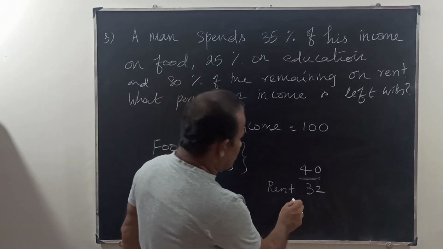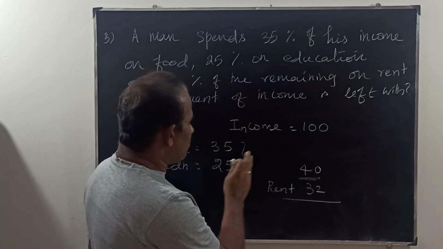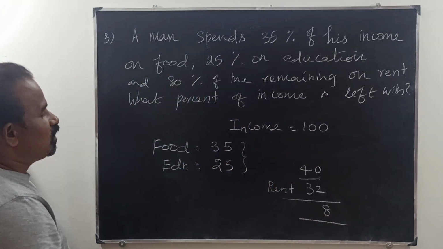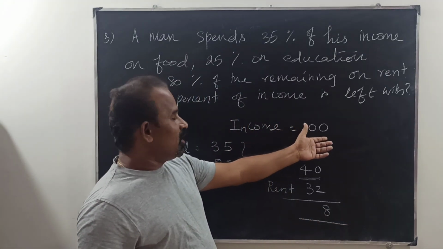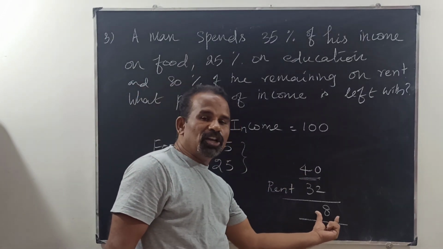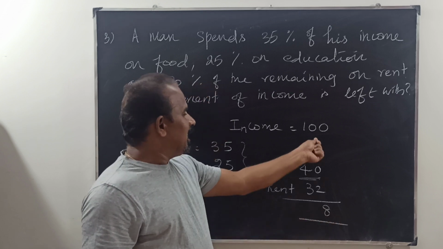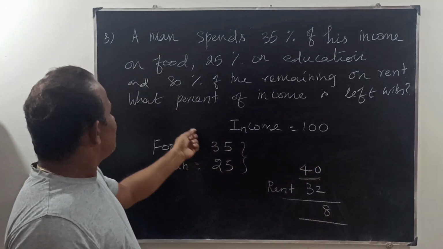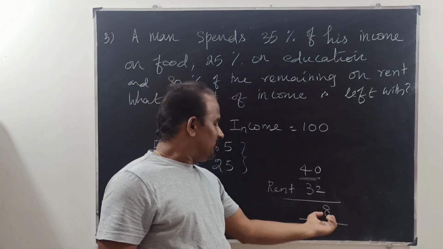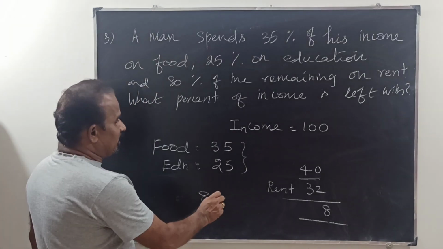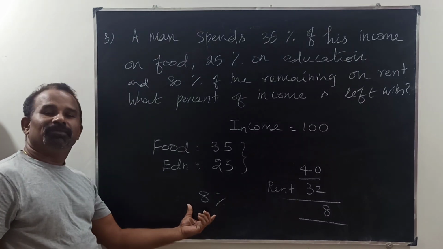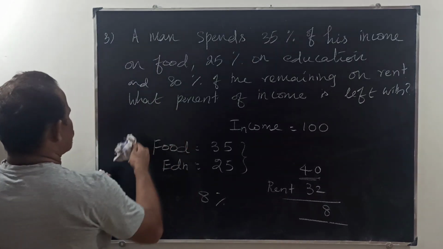After spending all those things, the remaining is only 8. So out of 100 rupees, after all the expenditures, he has only 8 rupees. Therefore, 8% of the income is at hand. Understood? So the answer is 8%. Okay, good. This is question number 3.